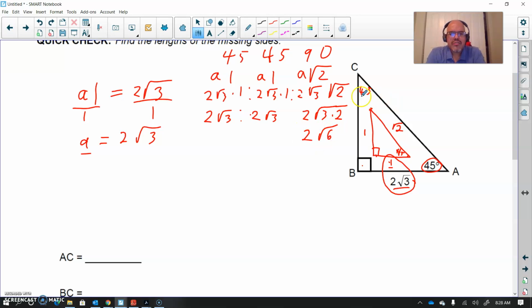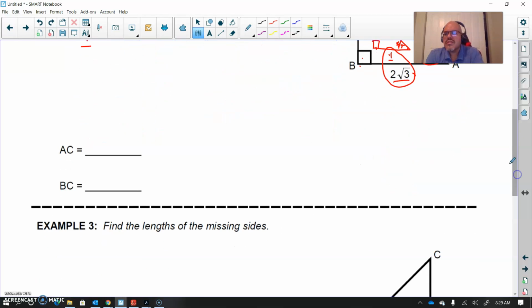So on this picture, BC is going to be 2 square root 3, and AC has to be 2 square root 6. So this is AC, 2 square root 6, and the other side is 2 square root 3.